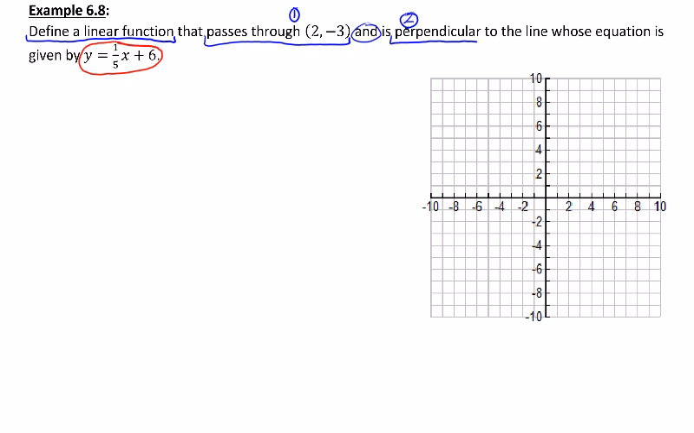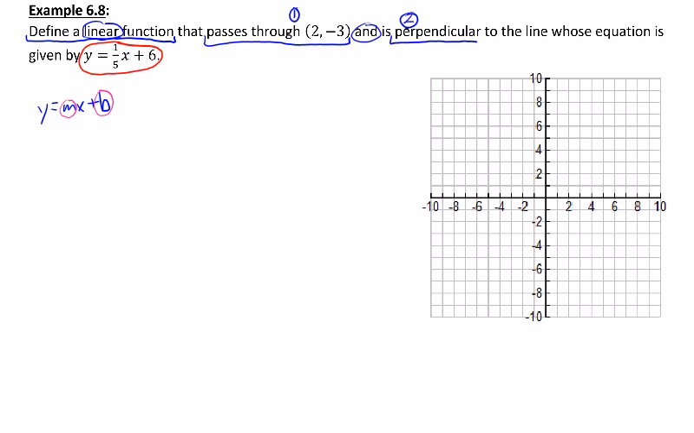This is very similar to example 6.7, where we have an equation, but the equation we're given is not going to be used to directly write our function. Instead, we're going to use it to help figure out the pieces necessary for writing our function. Since it's linear, the equation has to be of the form y equals mx plus b. So we need to figure out what slope and what y-intercept we're going to use for our function.